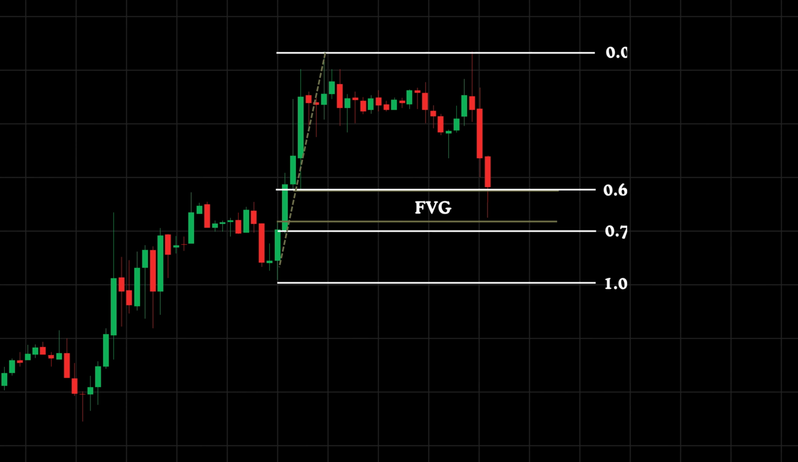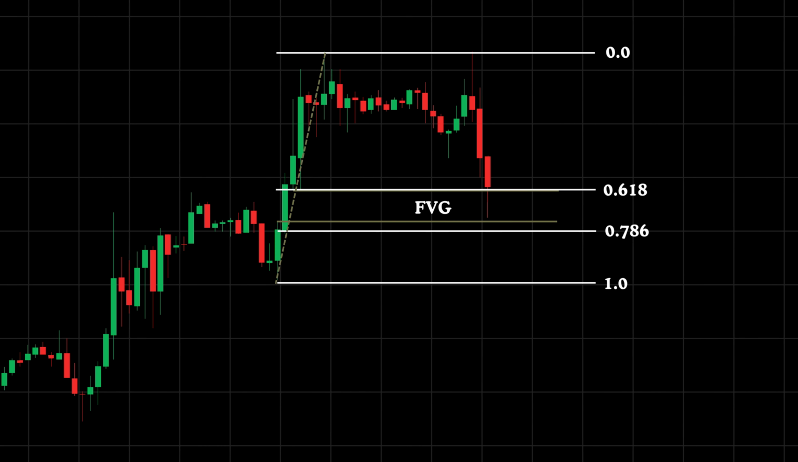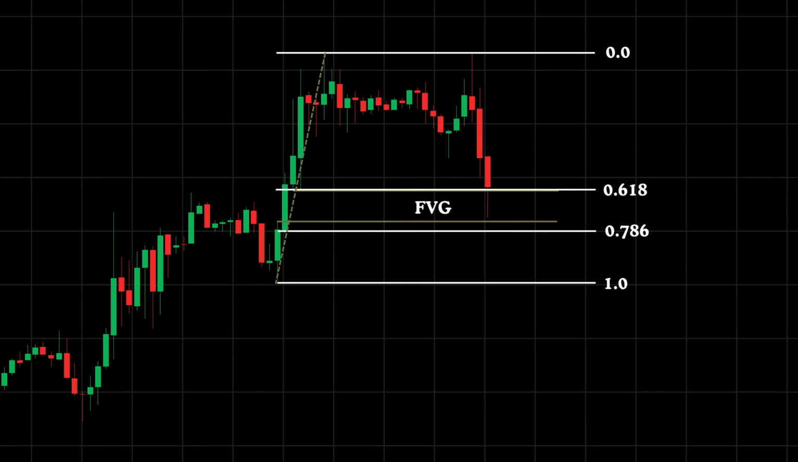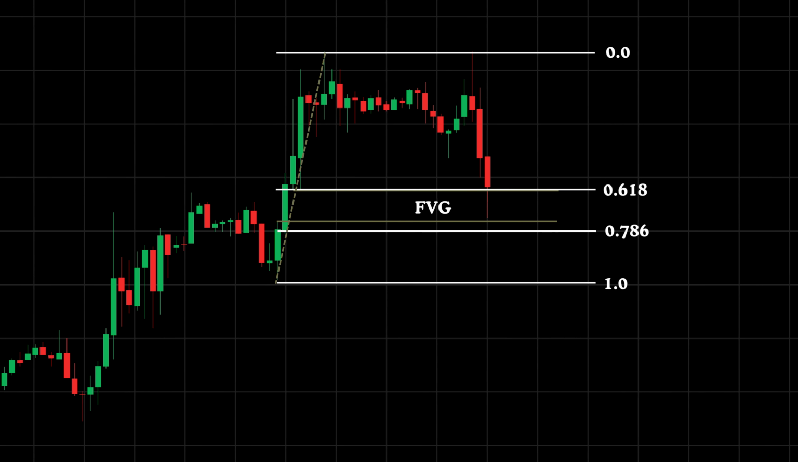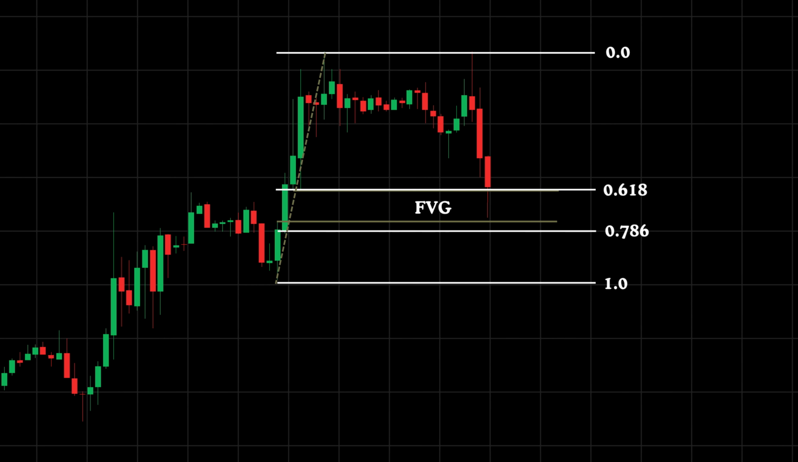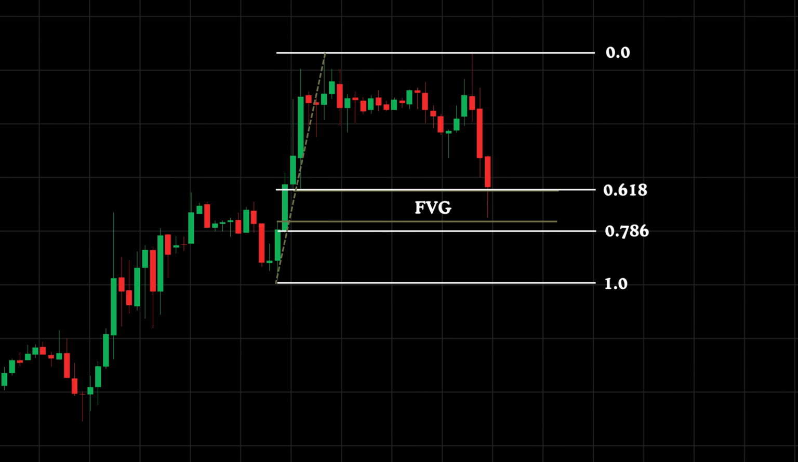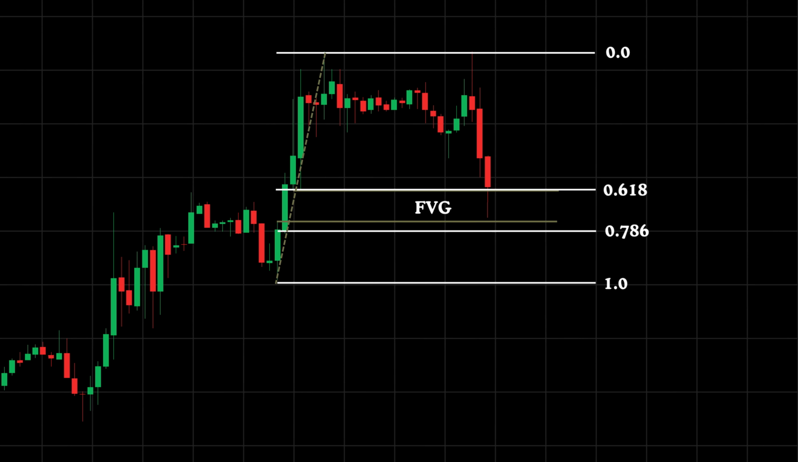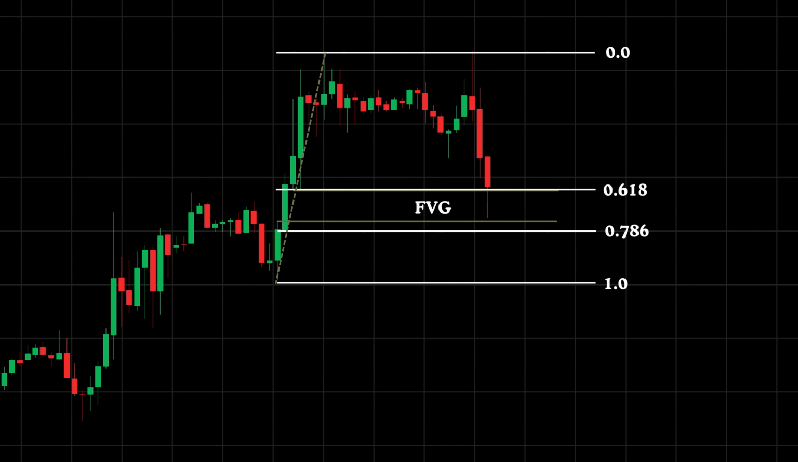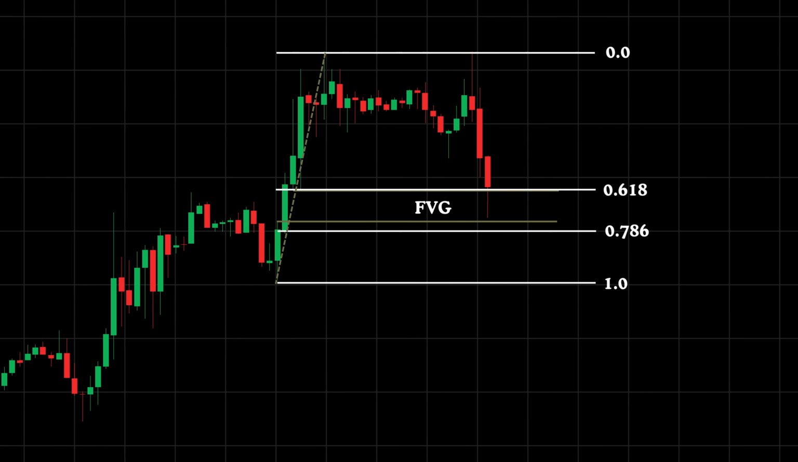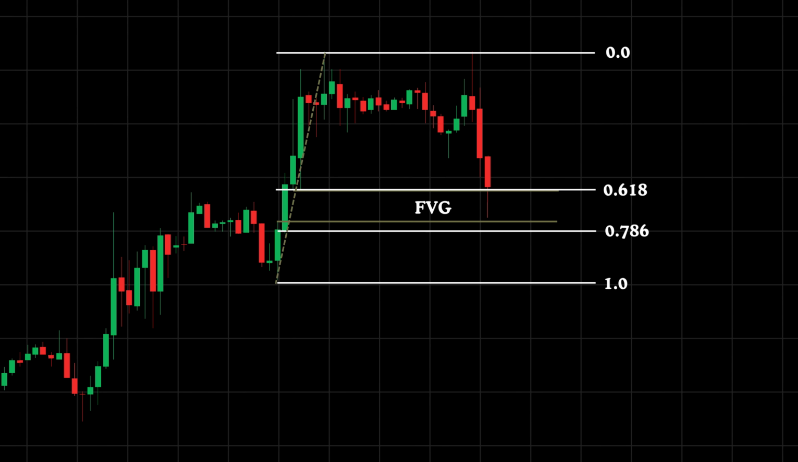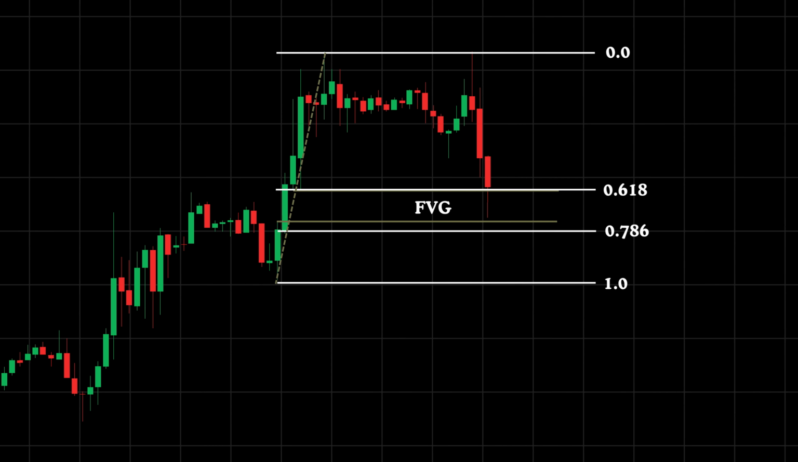By applying the Fibonacci retracement tool, we notice that this FVG aligns perfectly between the 61.8% and 78.6% retracement levels, a prime area of interest. If the price retraces into this zone, that's our cue to scale down to the lower time frames. So let's drop down to the 5-minute chart and take a closer look at the price action for possible entry confirmation.